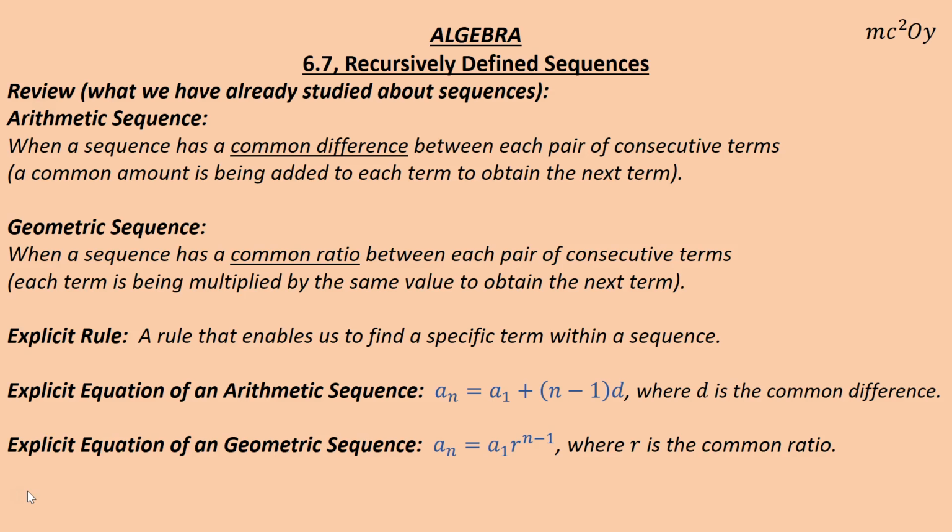Using those, we have explicit rules for those sequences. An explicit rule helps us to find a specific term. Let's say we have a sequence of 6 numbers, and we want to find the 35th number. If we were to continue out that sequence, you could use explicit rules. The explicit equation for an arithmetic sequence is a sub n equals a sub 1 plus n minus 1 times d, where d is the common difference. And the explicit equation for a geometric sequence is a sub n equals a sub 1 times r to the n minus 1 power, where r is the common ratio. Those are all things that we've already studied here.